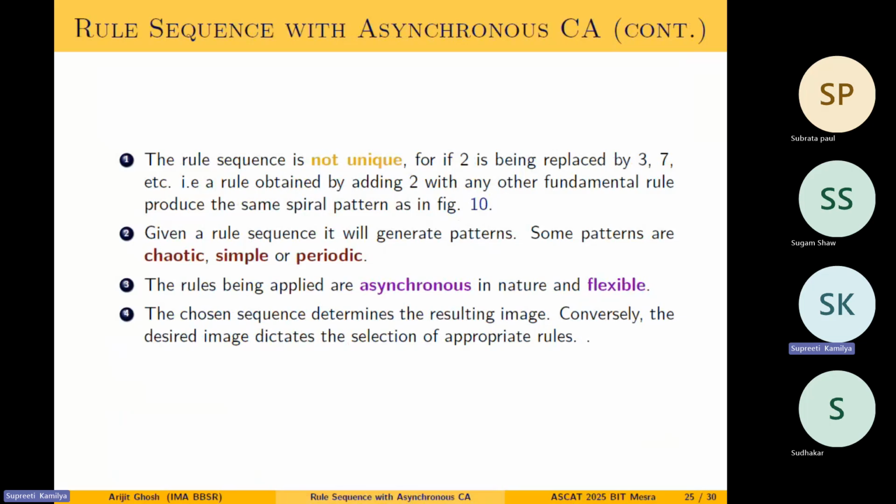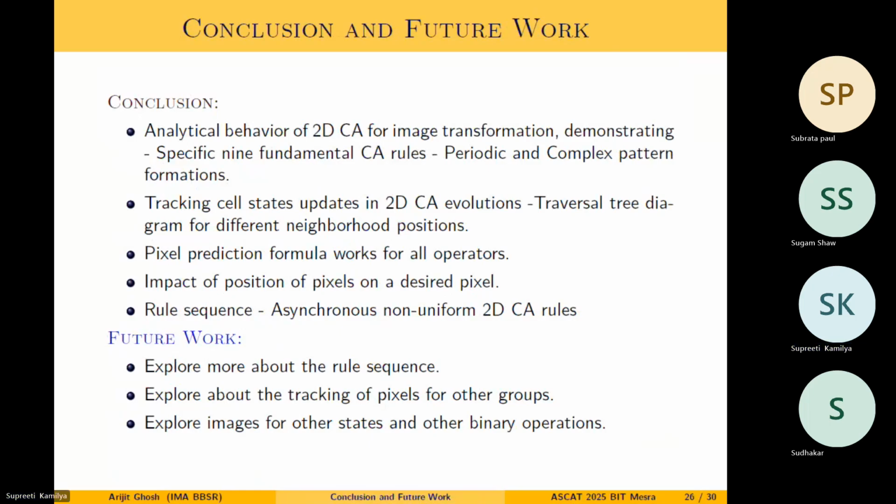By the application of a rule, surely we will get patterns, but these patterns are sometimes chaotic, simple, or periodic. The rule sequence applied is asynchronous in nature, but flexible too. The chosen sequence determines the resulting image. Conversely, if I want a desired image, then that can be done by appropriately selecting the rules.